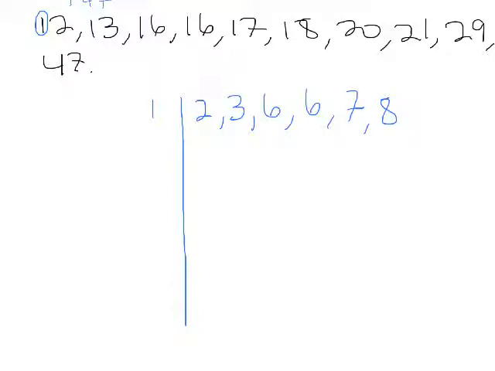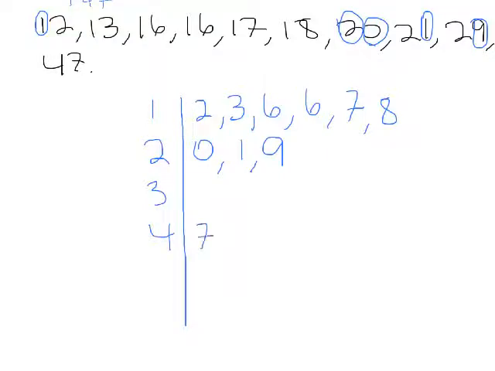For the second one, since 20 is in the second, 20, the first number is 2, and the second number in it is 0, 1, and 9. And the last one, 47, we would put 7. Since we don't have anything for 3, you don't write 0. If you wrote 0, that would mean there's a 30, and we don't have a 30, so you just leave the 3 blank. And that's the stem and leaf plot.